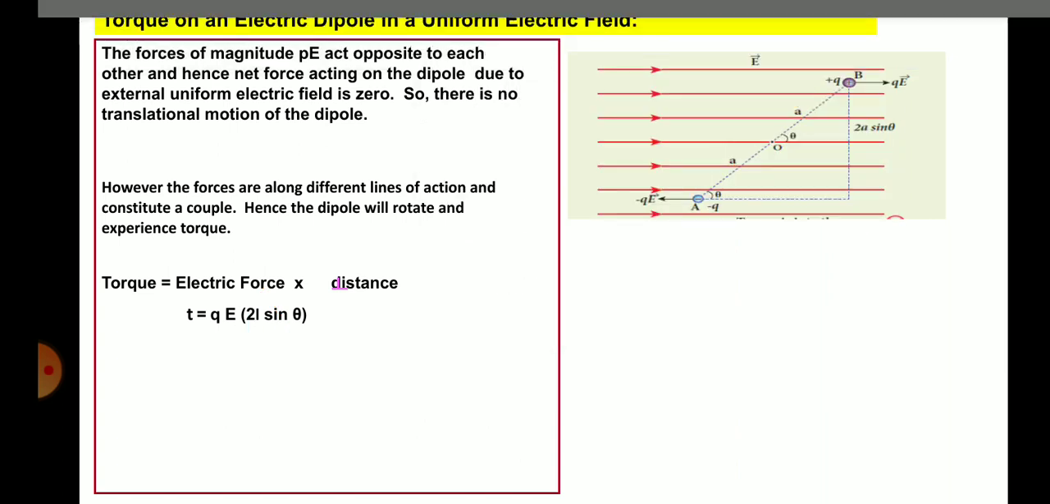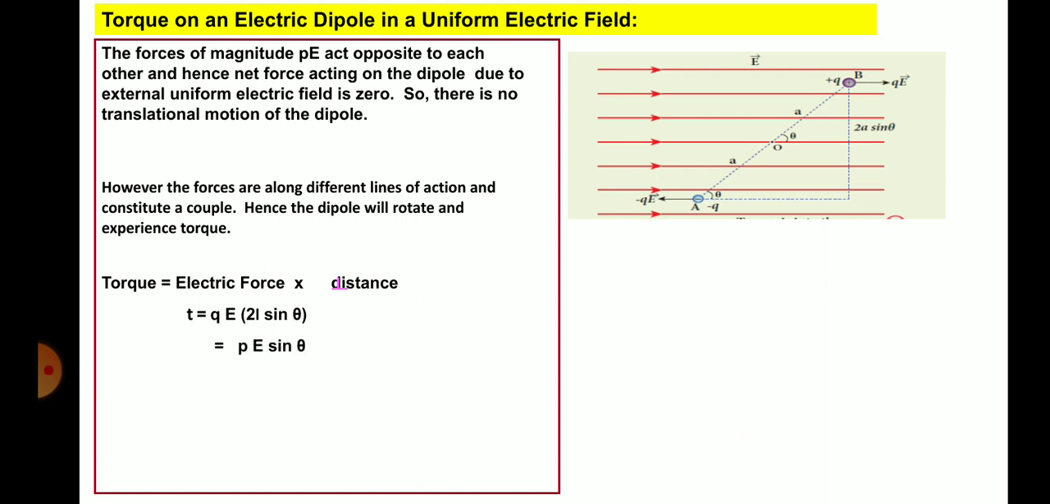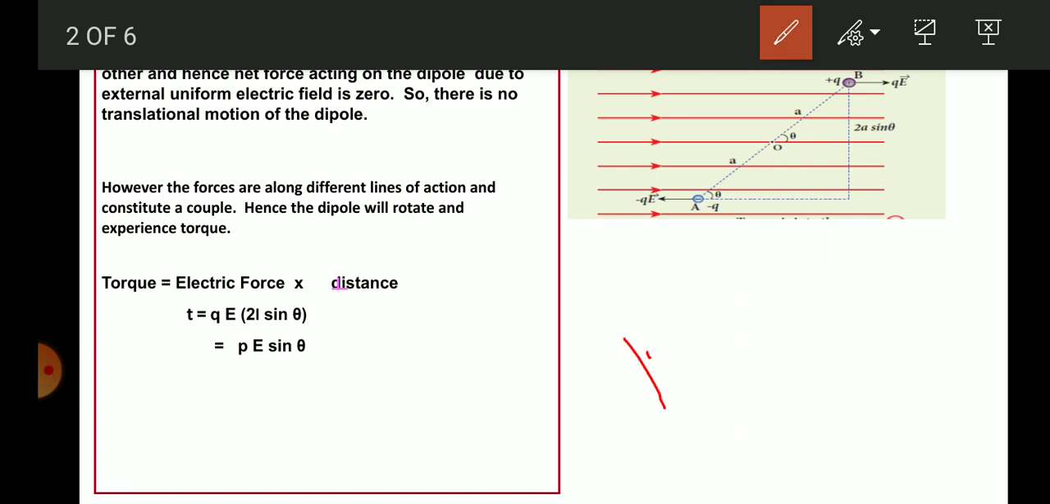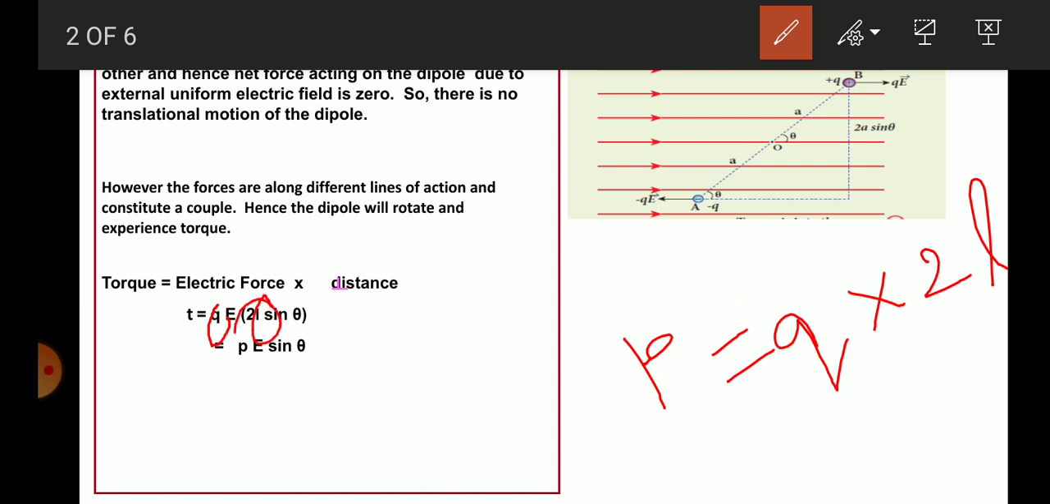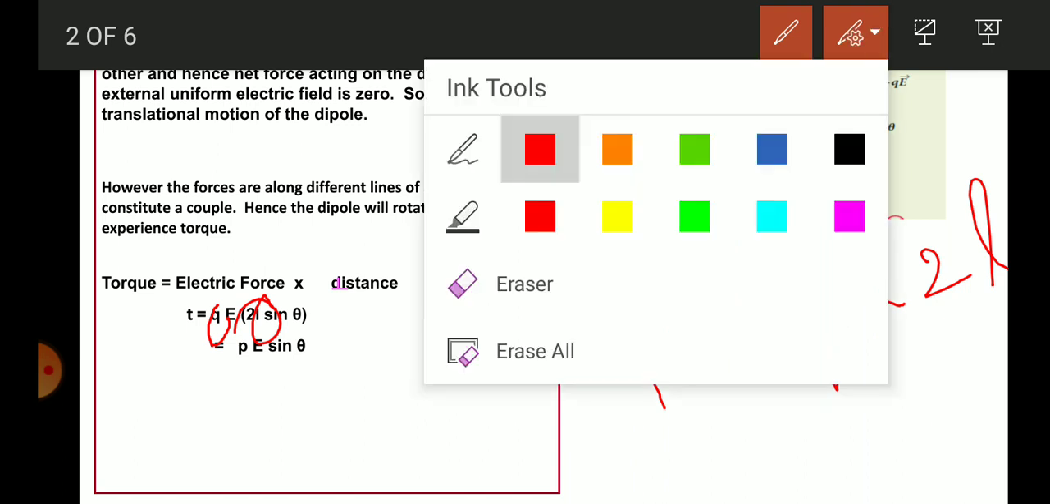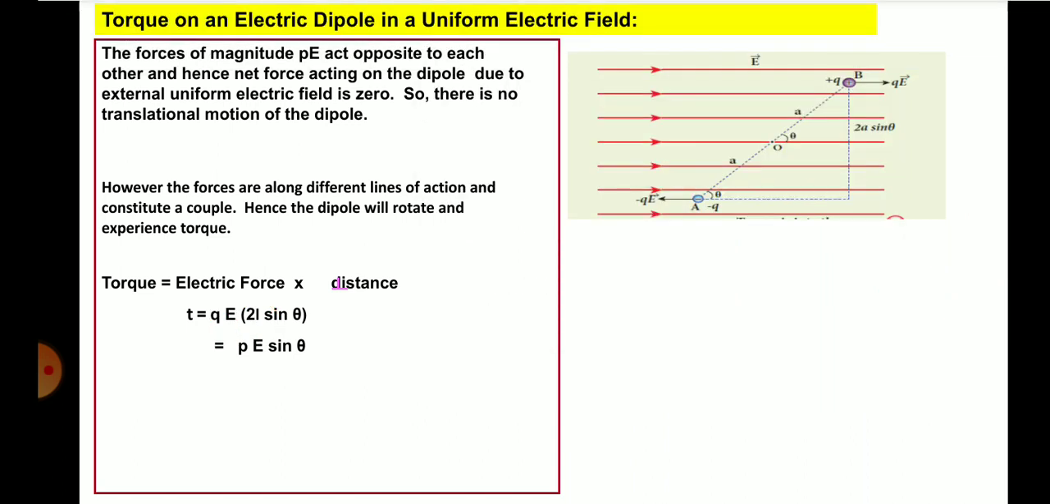Then the torque is QE 2L sin theta. In this formula we know the electric dipole moment formula. P is equal to, what is electric dipole moment? It's the product of the magnitude of one of the charges and the distance between the charges, that is Q into 2L. Here Q is here and 2L is there. Then I can replace this Q into 2L as P, the electric dipole moment. So the formula will be torque is equal to PE sin theta.